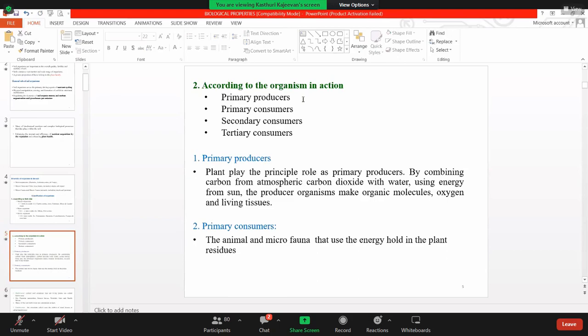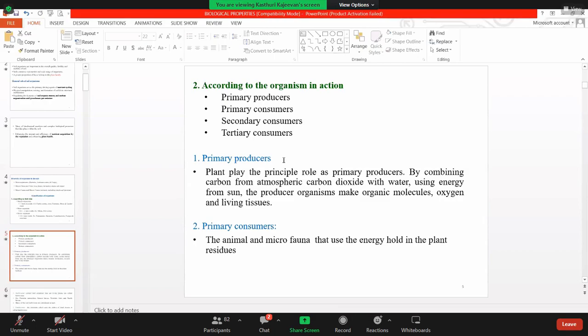And the second criterion is according to organism in action. Primary producers, primary consumers, secondary consumers, tertiary consumers. Let's see one by one. The first one is primary producers. Plants play the principal role as primary producers by combining carbon from atmospheric carbon dioxide with water, and this will produce food, like the photosynthetic process. So plants are the major primary producers.